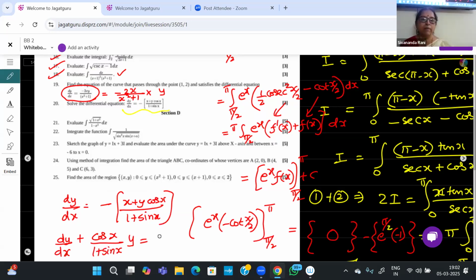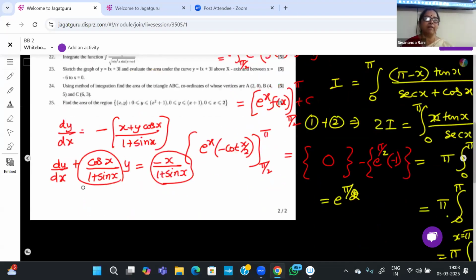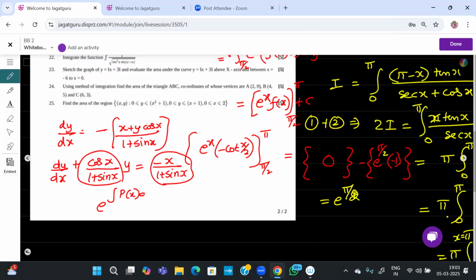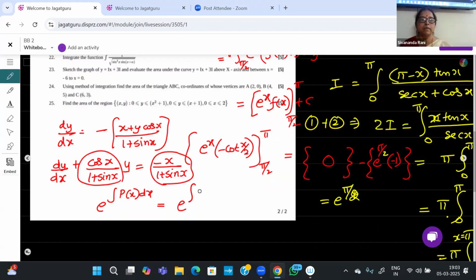Yeah, it's easily brought to that form also, no? So this is something like p of x, and that's also conducive for integration. And this is q of x. I think one can easily make out what the integrating factor is. Can someone tell me immediately what is the integrating factor? One plus sin x. Very good. That's it, 1 plus sin x.